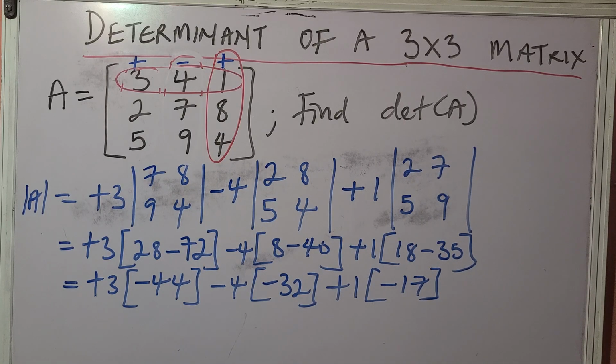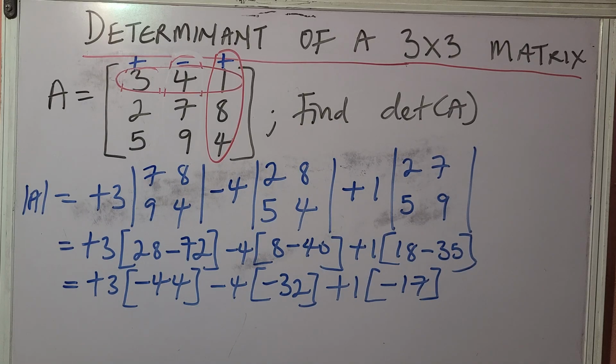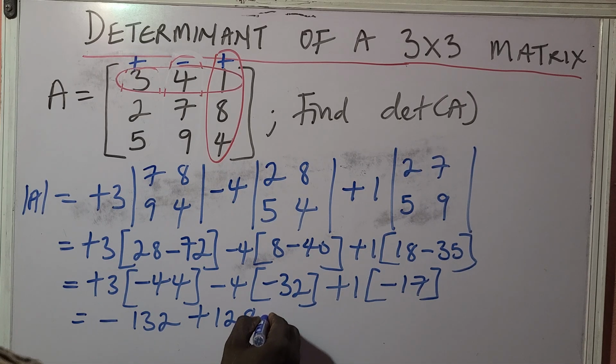So we are left with 3 times minus 44. That will be minus 132. And minus 4 times minus 32. Minus times minus, that will be plus 128. And then we have plus 1 times minus 17. That will be minus 17.